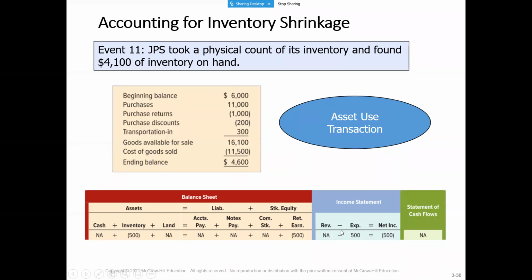So depending on the size of the inventory shrinkage, whether or not to investigate further is up to the company. It's generally a cost benefit analysis. So we reduce our inventory by $500. We would also increase an expense account, something like inventory shrinkage. And it would be a period cost in our income statement.